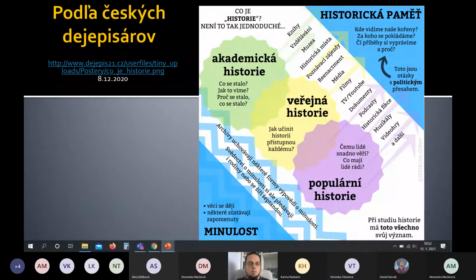This is something that I added that you haven't seen, because I found this very nice infographic by some Czech academic university studies for the methodology of history. And what is history? It's not so easy, of course. And they divide it into three parts: academic history, like university histories, then public history, and popular history that we actually mentioned. So what are there? In academic history, of course, you analyze what happened, how, why, and so on.